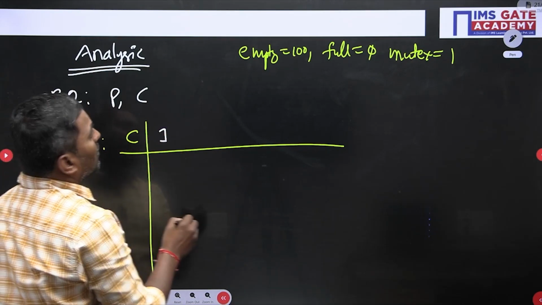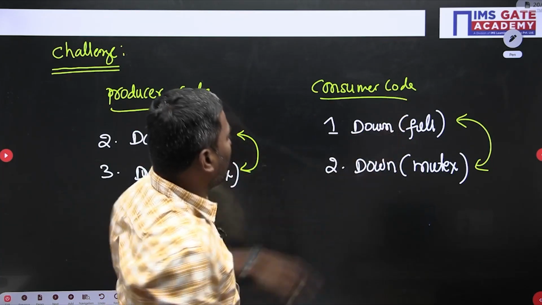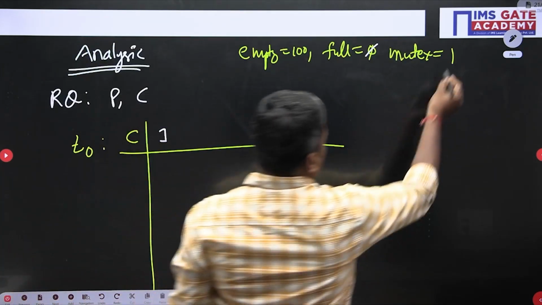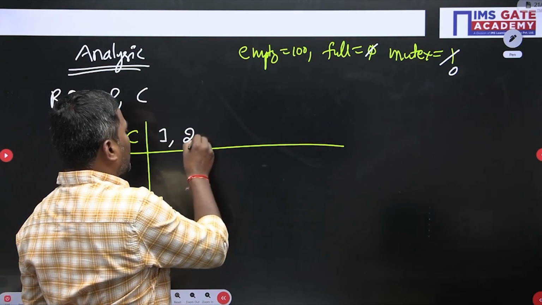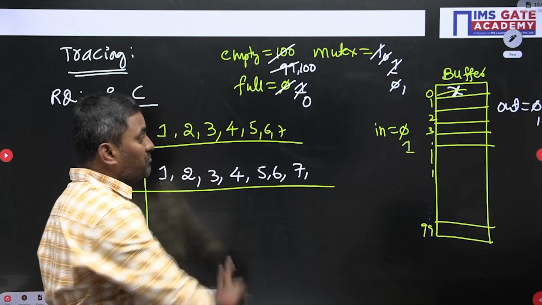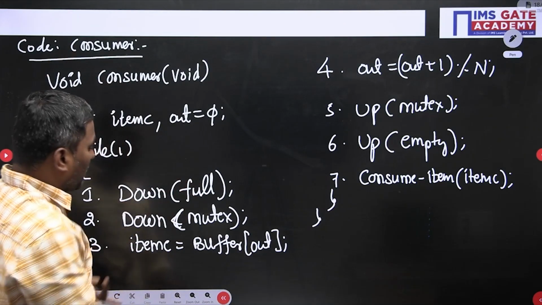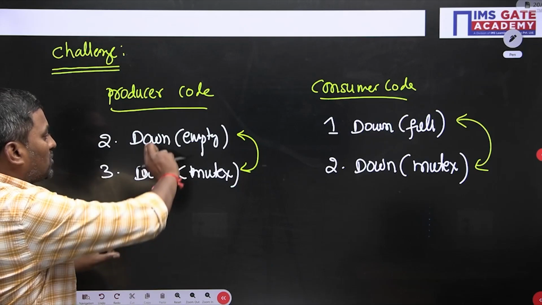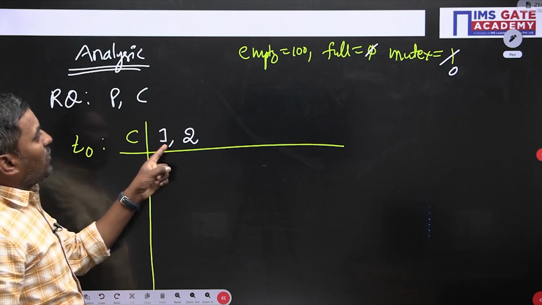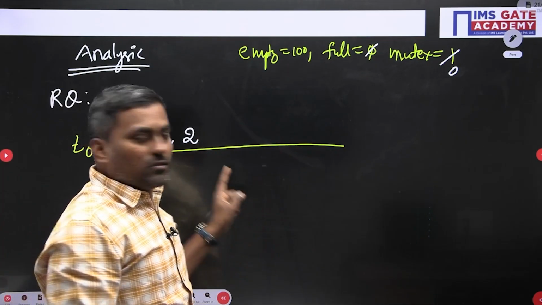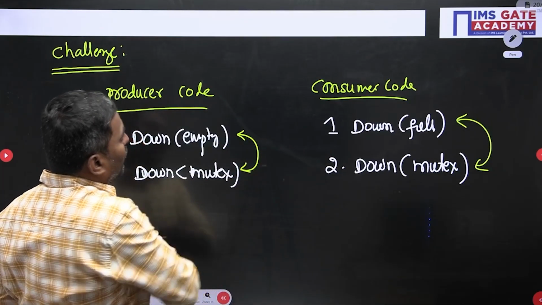What is the first operation? Down on full. Sorry, it becomes the reverse, so down on mutex. Mutex 1 down 0, successful. Suppose in the consumer code these two statements are swapped, and in the producer code these two statements are also swapped. What happens, we are seeing. First statement: mutex 1 down 0, successful. The second statement is down on full. What is the full value? 0.